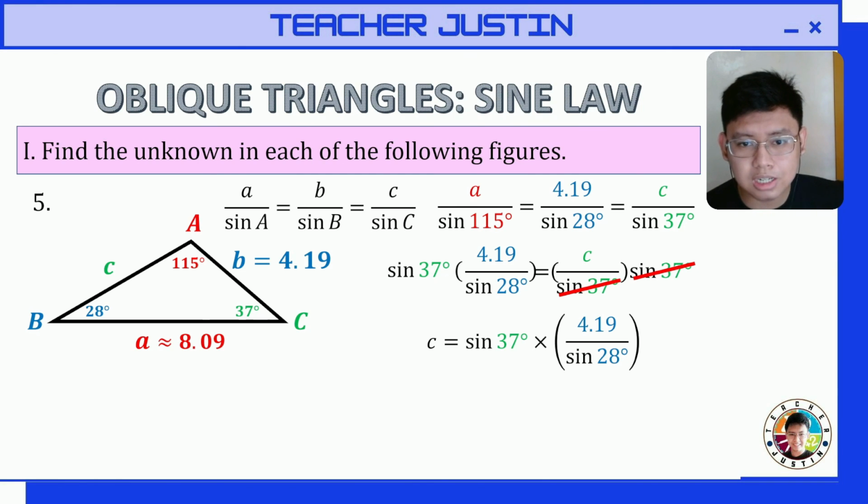Okay, so let's use our scientific calculator and get the value of C. Encode natin to. That will give us an approximate value of C, which is 5.37 units. And that's it. Nakompleto na yung ating oblique triangle. Tada! Alright. And that is it.